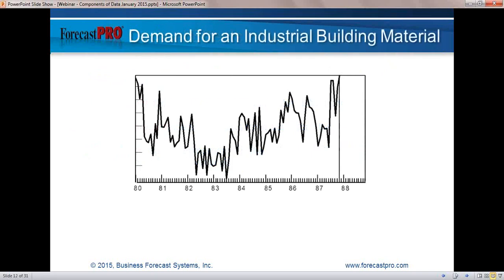So let's look at a data example that is. This data is sales of insulation that goes into industrial buildings. The data come from the 80s, where we had a period of recession. You can see that in periods of recession, there aren't as many commercial buildings being built, and the demand for industrial building materials was falling.